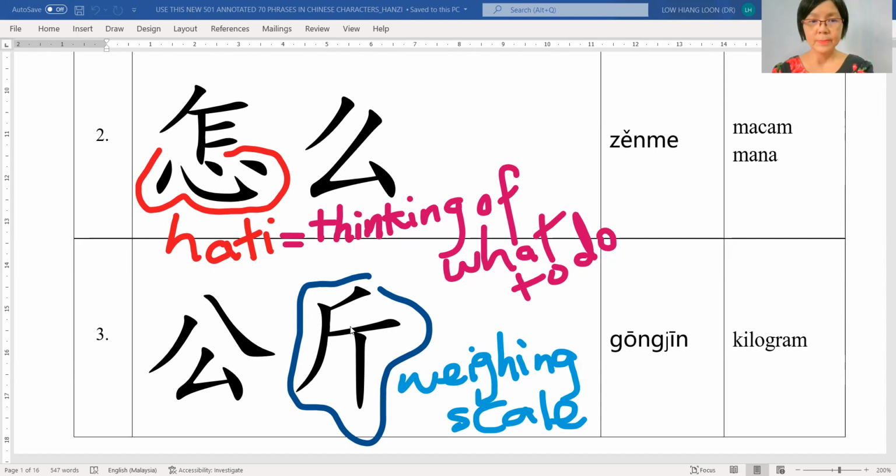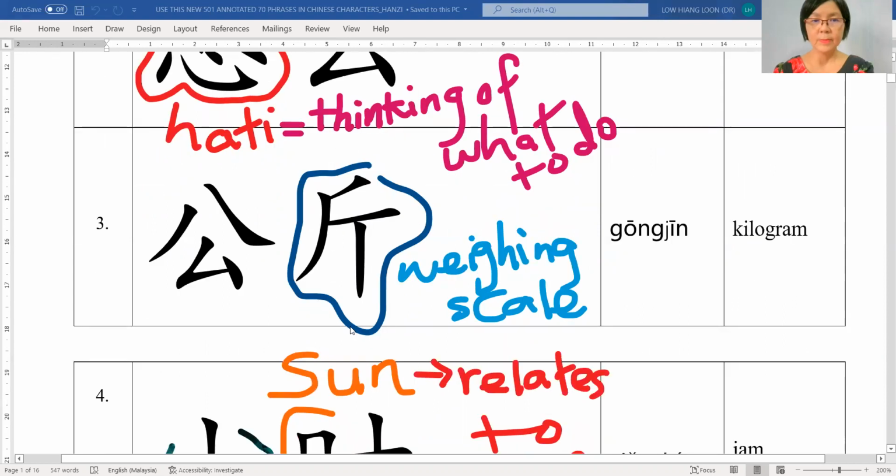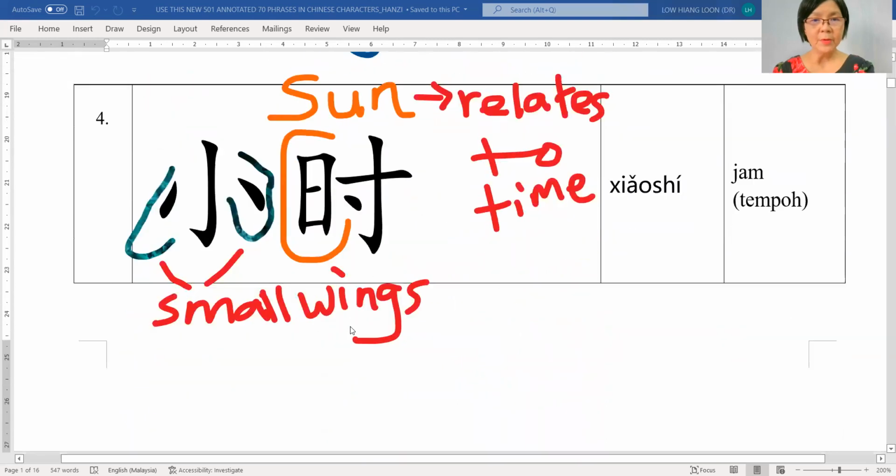For number 3, Kongchin kilogram. The second character, it looks like a weighing scale, which represents kilogram. Okay, 好吧. Next number 4. Number 5 got mic issue. Continue.